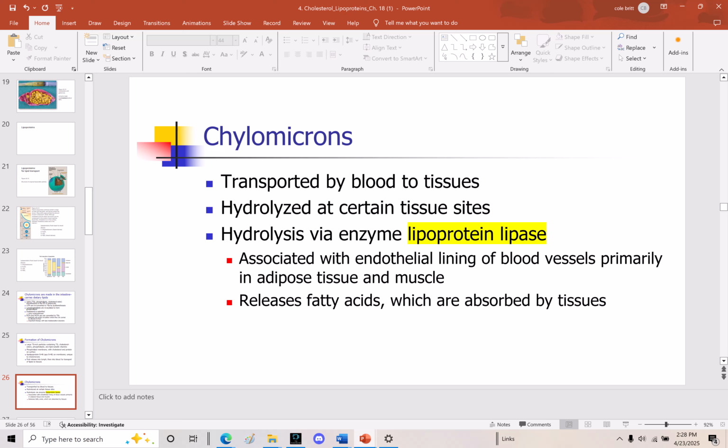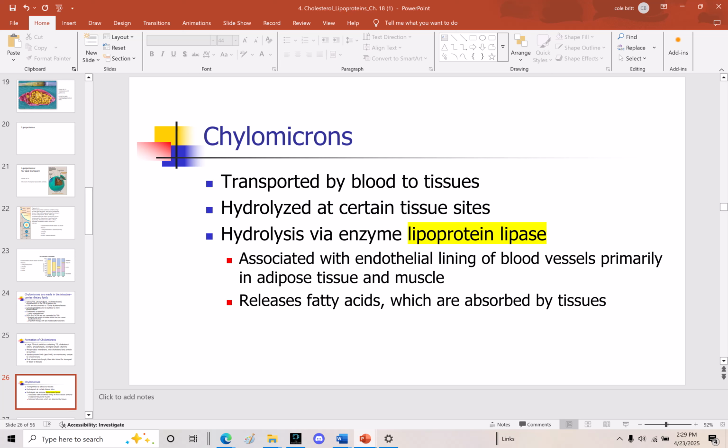And it's mainly adipose tissue and muscles. Those are the main ones that are grabbing onto these triglycerides. And that's because they need them. Muscles need it because they use fatty acids to make ATP. And adipocytes need it because they're going to store those fatty acids for use later by the body. So those are the primary tissues that are going to be using this lipoprotein lipase to grab those triglycerides and bring them into the cell. So it releases the fatty acids. That's what lipoprotein lipase does.